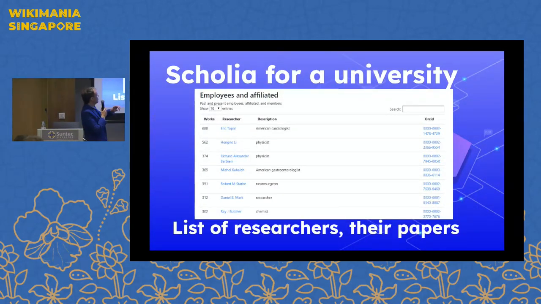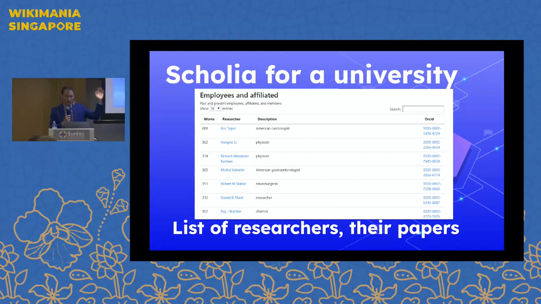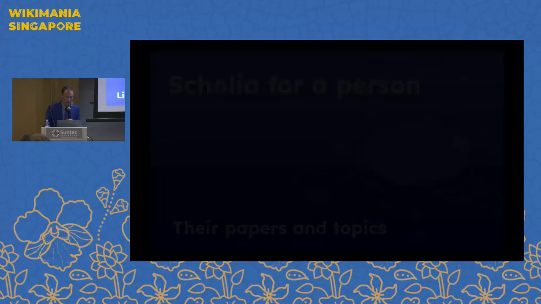So here, I've got an example profile. Type in the name of a university into Scholia, and it gives you the list of the researchers who are at that university. Then you can click on any of their names, and you get the list of their papers. So in this way, if you know a university, and the data is incomplete, we're adding more data to this all the time, but the intent is, for a given university, find out what kind of research they're publishing.